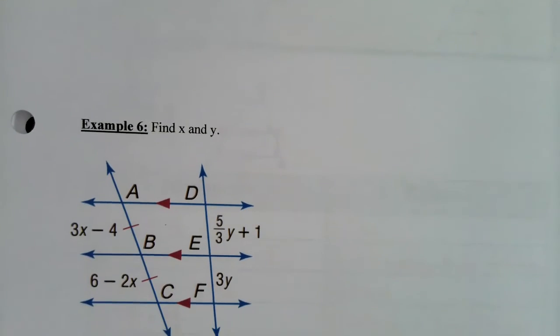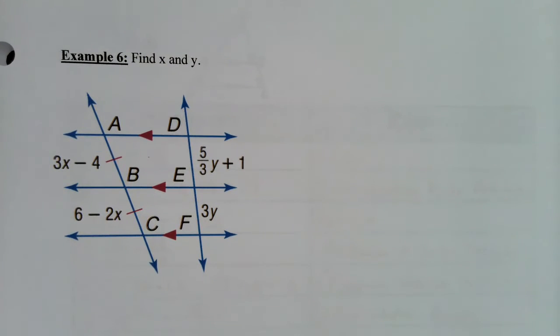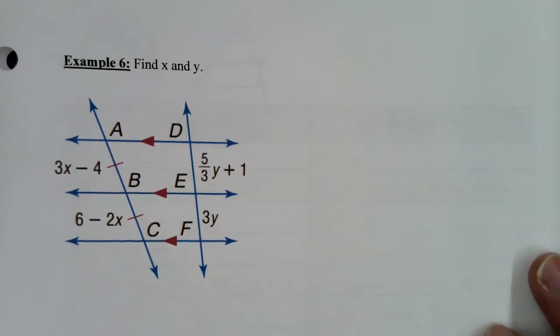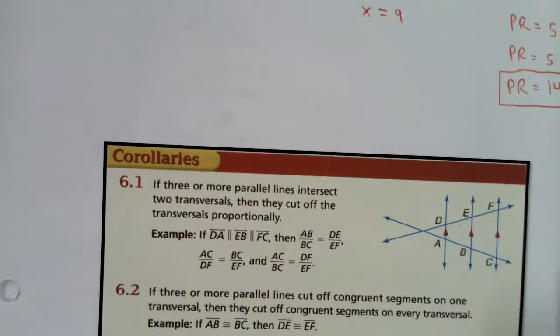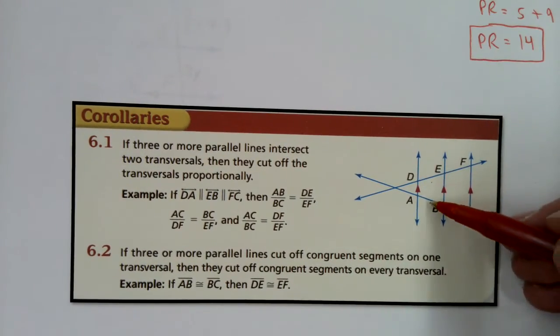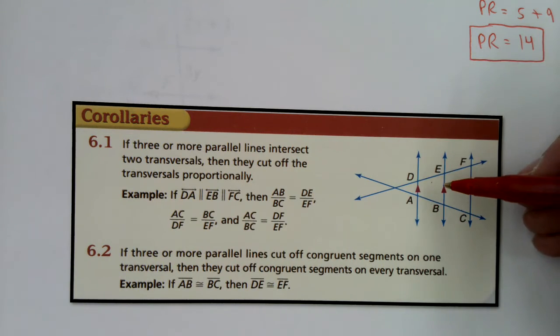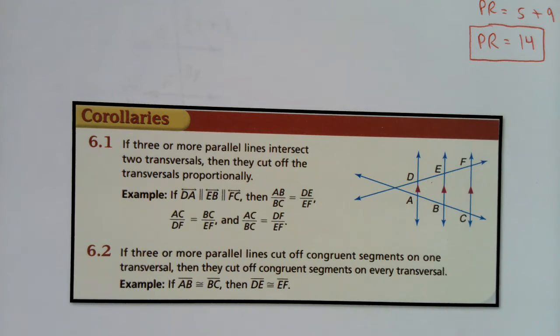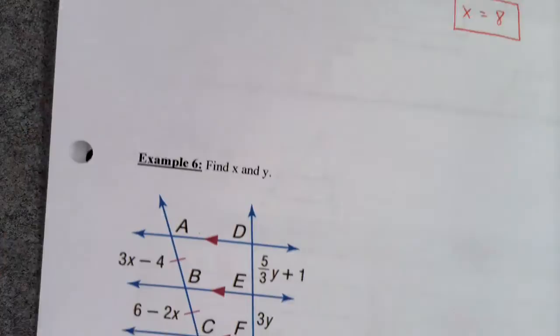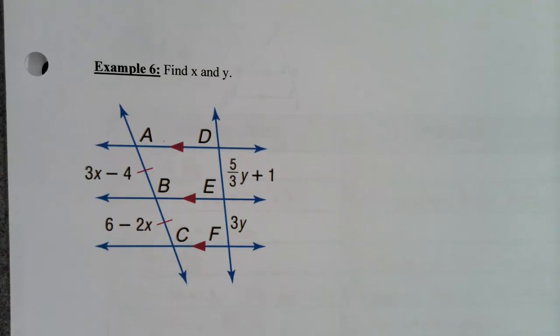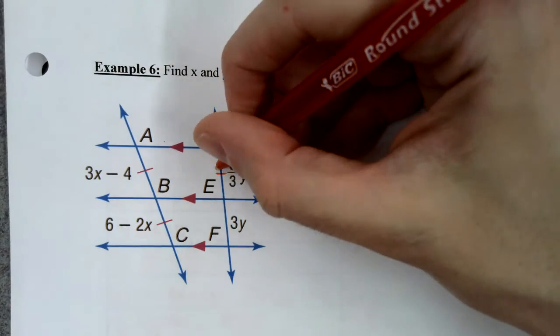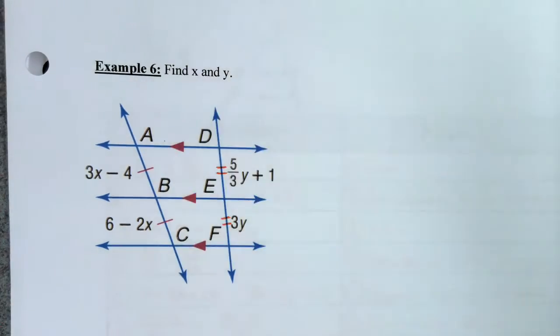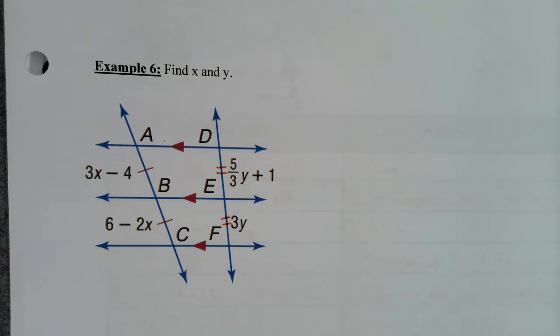And let's do this last problem. Find x and y. So this is going to go back to the corollary at the bottom of the last page, the one where I said, if you knew, for example, that AB was congruent to BC, then you can conclude that DE is congruent to EF. So since you have AB being congruent to BC, you can also conclude that DE is congruent to EF. Right? So that's what we're going to use for this problem.